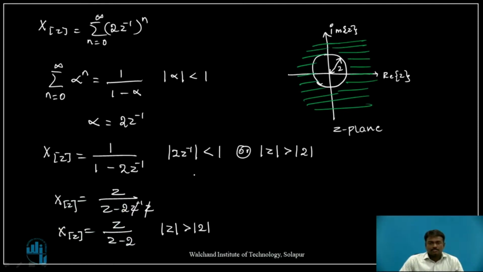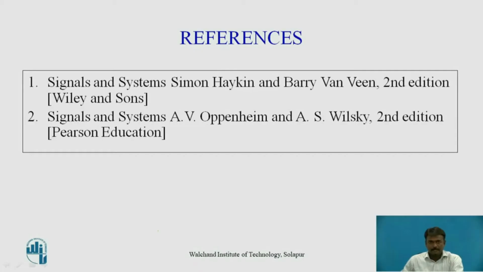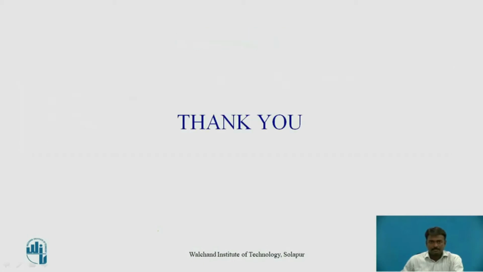The region of convergence for the given discrete time signal x of n is equal to 2 to the power n u of n is as shown in the figure here. Okay. So the shaded part with the green color represents the region of convergence for the given signal. Thank you.